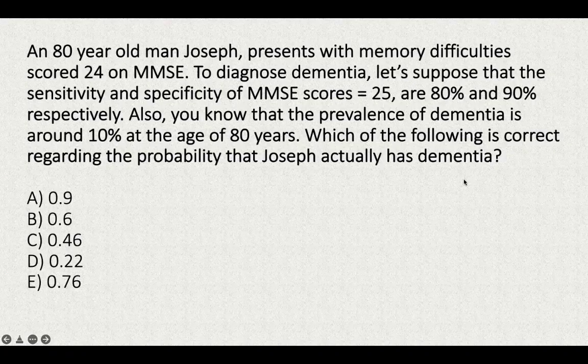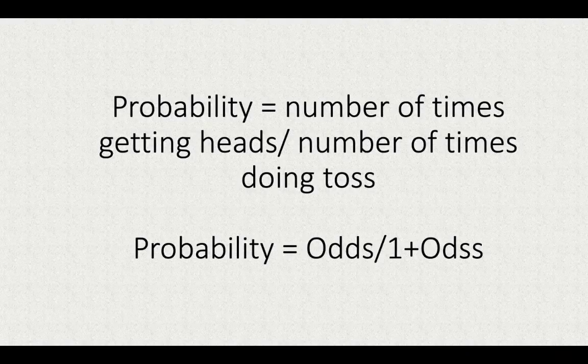So before moving forward with this question, let's discuss some of the main topics. In order to solve this question, we'll have to know some basic concepts like probability. What is probability? Probability is the number of times one event is happening divided by the number of times of all the events happening. For example, the number of times getting heads divided by the number of times doing toss. This is the definition of probability, and the formula is odds divided by 1 plus odds.